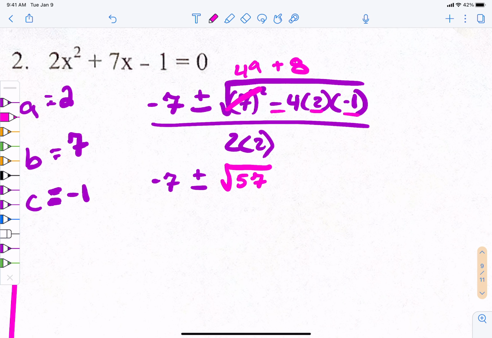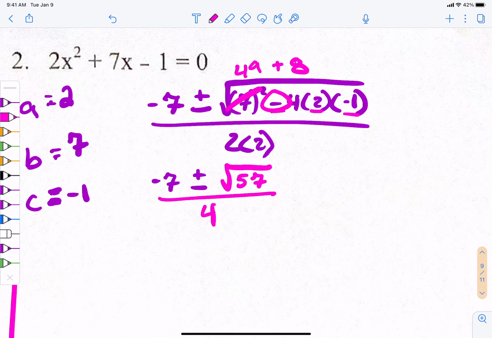Shouldn't that be negative because of the negative 1? But it's a negative 4, so there's two negatives, right? Negative 4 and 2 and negative 1. Two negatives make a positive 8. All over 4. The square root of 57 does not come out nicely.